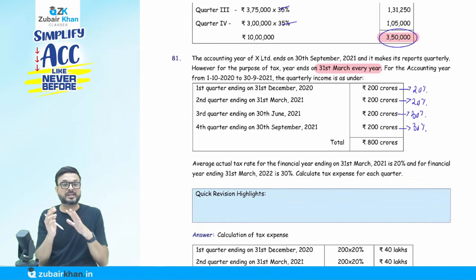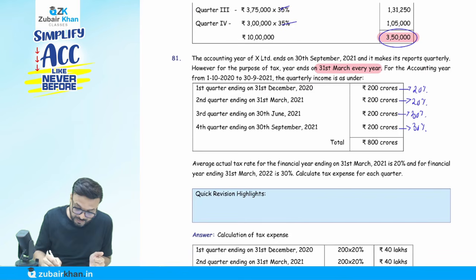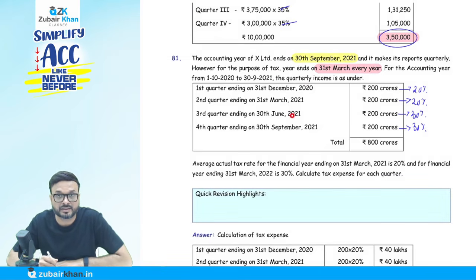As per the tax law, the financial year ends on 31st of March. As per the accounting, their financial year ends on 30th of September. So they have given the quarter-wise income that they have. The first quarter, ending 31st December 2020, is 200 crore. Then second quarter 200, all quarters 200, 200.